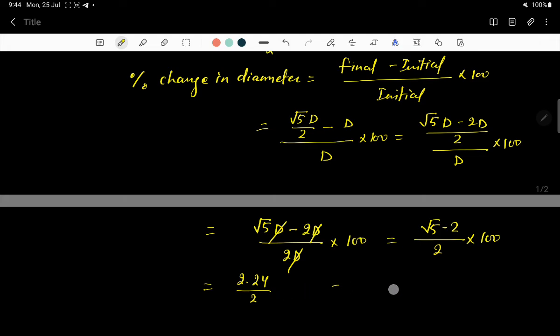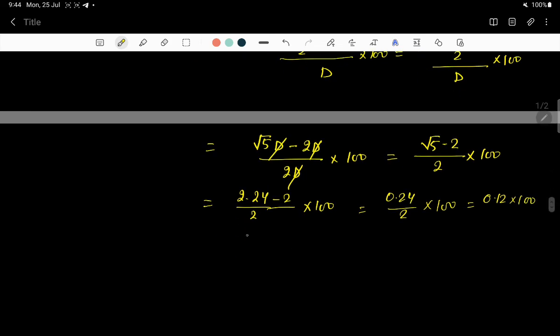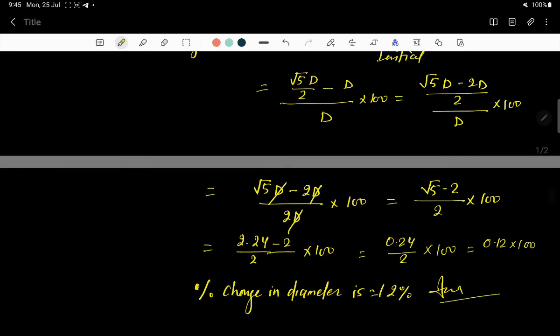Sorry, we did it wrong again. We forgot this 2, into 100. So this will become 0.24 upon 2 into 100, and we can write it as 0.12 into 100, so the percentage change in diameter is equal to 12%. This is the answer.